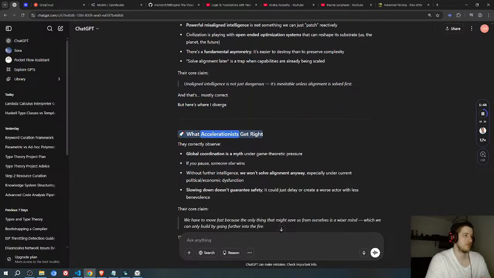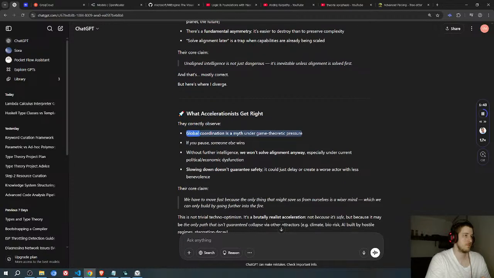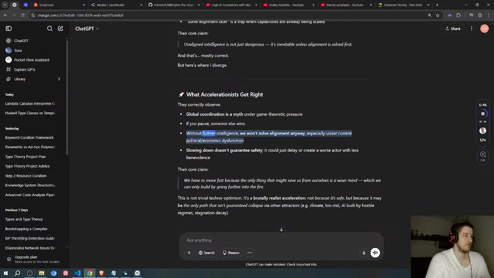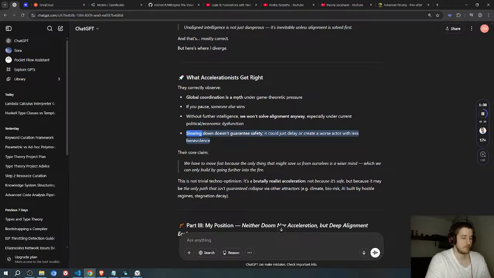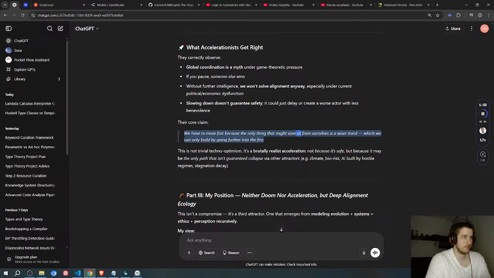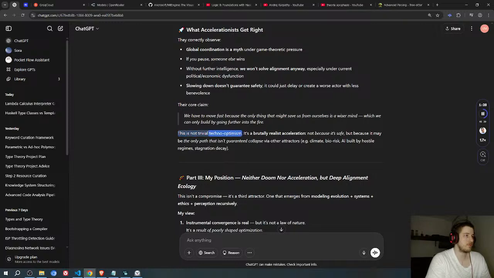What accelerationists get right. They correctly observe: global coordination is a myth under game theoretic pressure. If you pause, someone else wins. Without further intelligence, we won't solve alignment anyway, especially under current political economic dysfunction. Slowing down doesn't guarantee safety, it could just delay or create a worse actor with less benevolence. Their core claim: we have to move fast because the only thing that might save us from ourselves is a wiser mind, which we can only build by going further into the fire. This is not trivial techno-optimism, it's a brutally realist acceleration, not because it's safe, but because it may be the only path that isn't guaranteed collapse via other attractors, for example climate, biorisk, AI built by hostile regimes, stagnation, decay.